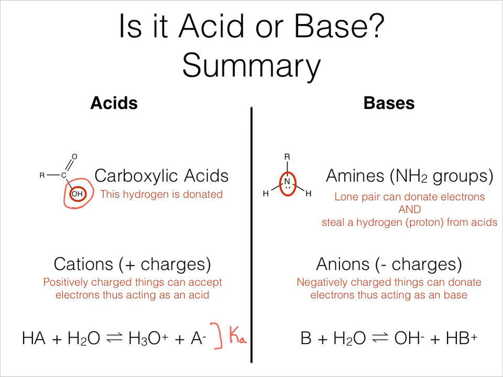Bases are often amines, where this lone pair can donate electrons and it can steal a hydrogen or a proton from acids. Anions are negatively charged species that can donate electrons, thus acting as a base. And this is the generic reaction expression that we use for how a base forms an equilibrium with water. Remember that this is described by a Kb.